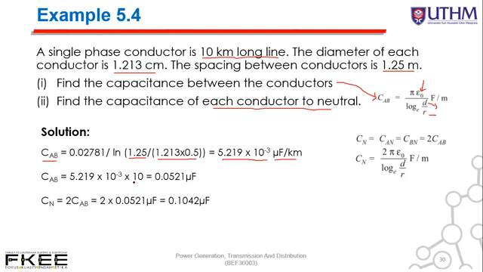Because the transmission line is 10 kilometers long, we multiply by 10 kilometers. So we got 0.05 to 1 microfarad for the conductor with 10 kilometers length. And to calculate the capacitance of each conductor to neutral, we can use this formula. Simply multiply by 2. Capacitance to neutral is 2 times capacitance of AB. So we got 0.1042 microfarad.